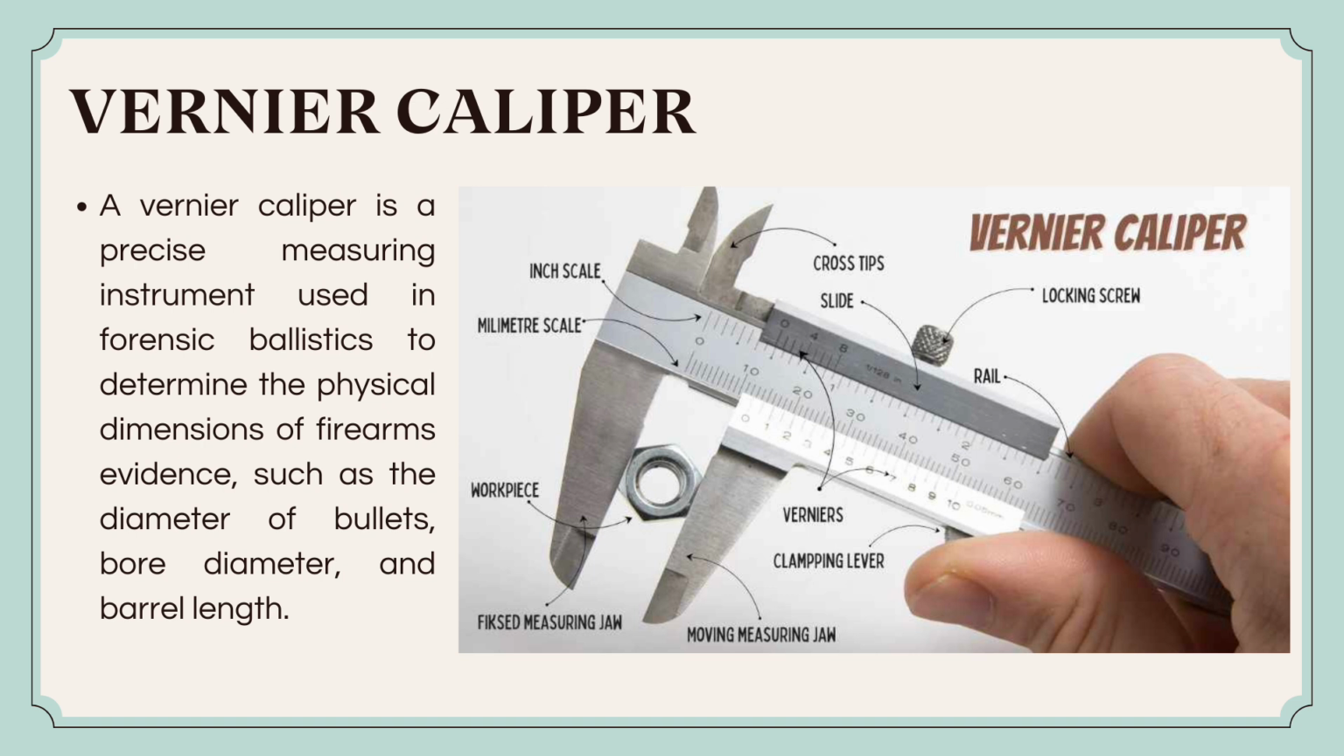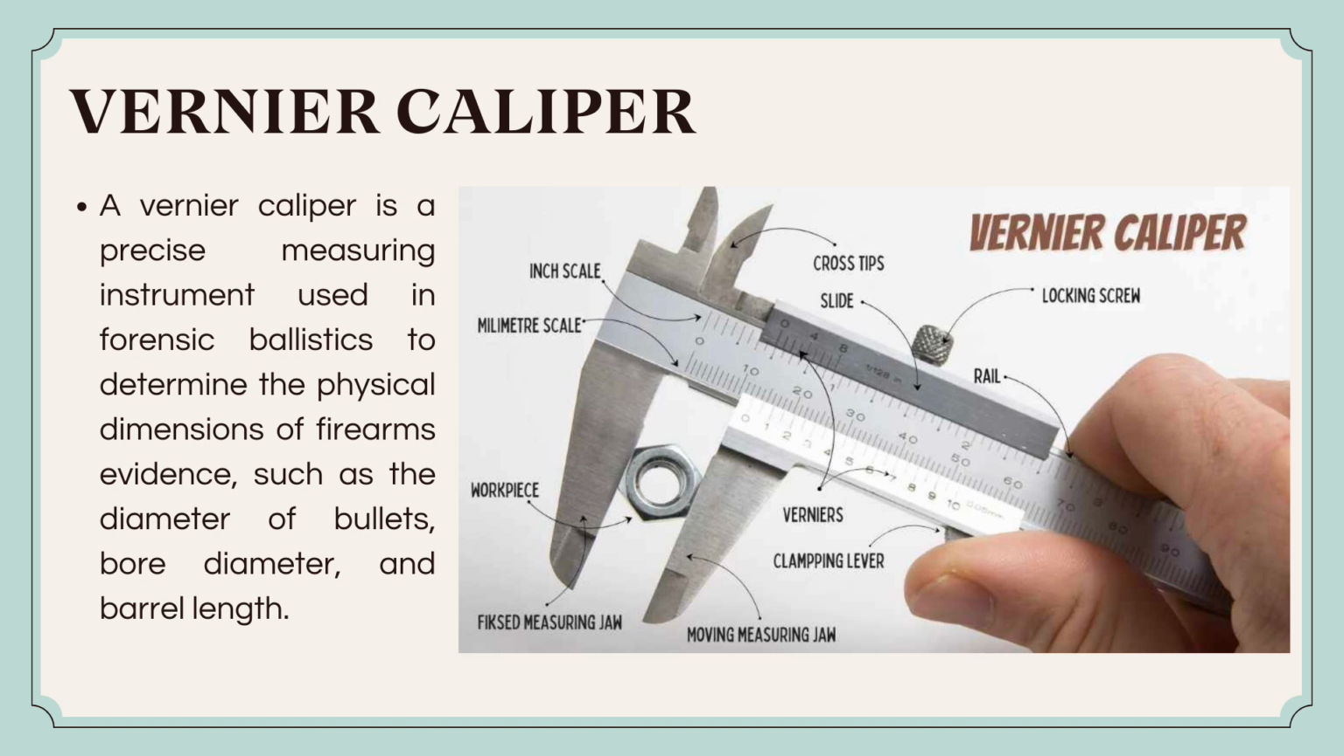Seventh, the slide, the part of the caliper that moves along the reel. Eighth, the locking screw, used to lock the slide in place once the measurement is taken, ensuring accuracy. Ninth, the reel, the main body of the caliper with the measurement scales. Tenth, the vernier, a small sliding scale that provides more precise measurements. Lastly, the clamping lever, used to tighten the caliper onto the workpiece.